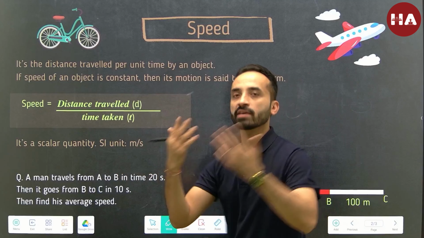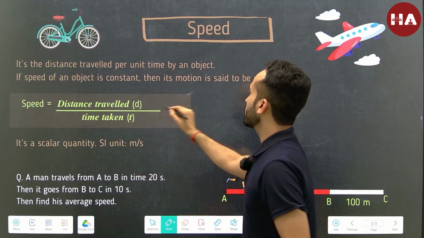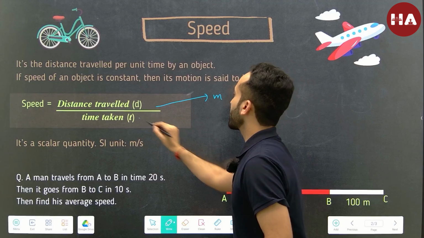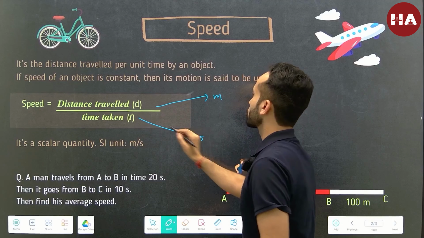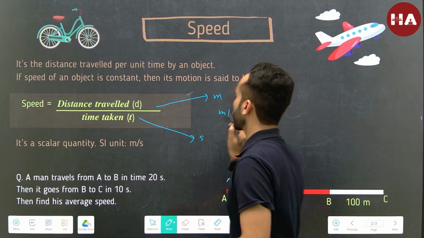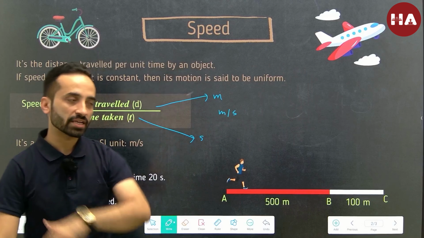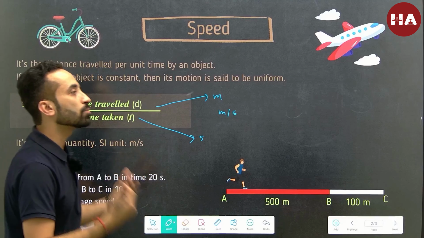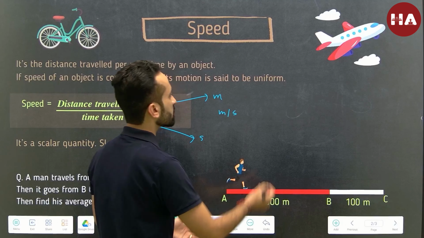Distance upon time is speed. That is why distance has a unit meter and time has a unit seconds. So speed will have a unit of meter per second. This is the standard international unit. Though there is one more common unit which you can obviously relate with.